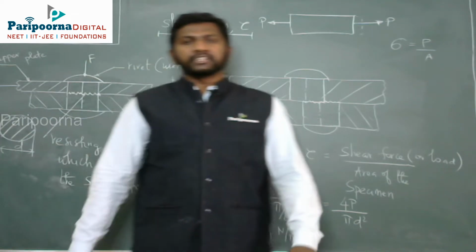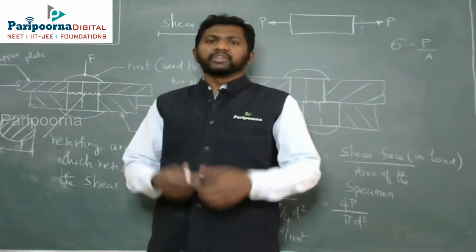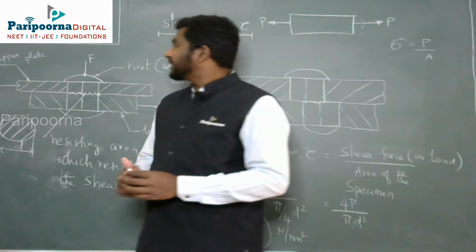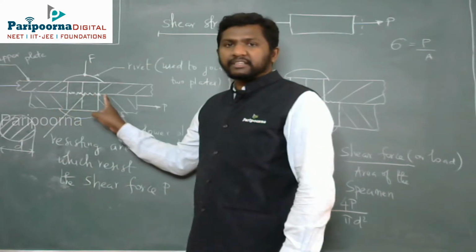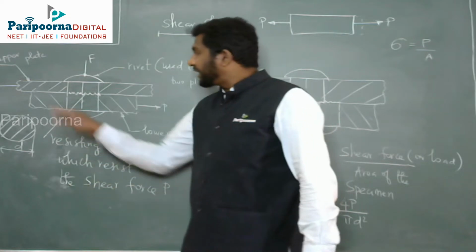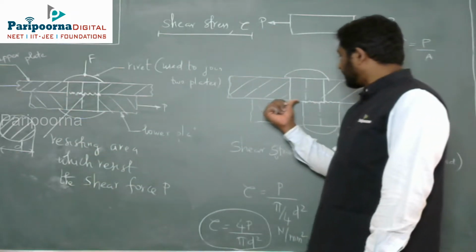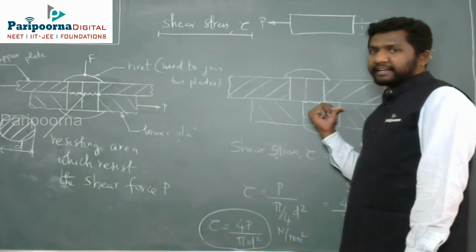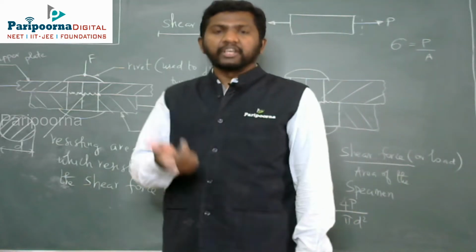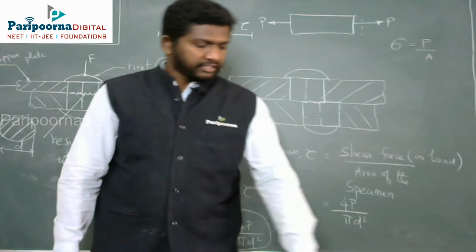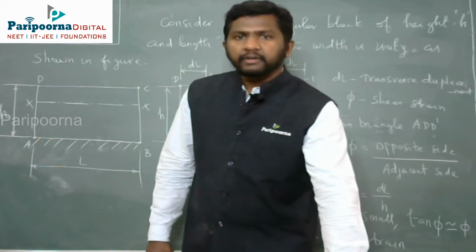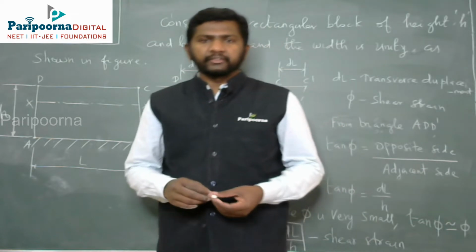Now, the definition for shear stress is two equal magnitude forces acting tangentially across the resisting section. As a result of this tangential force, the shear force, the material will be sheared off across the resisting section like this. So this is an example for shear stress. Let me give you one more example for shear stress and the corresponding shear strain.